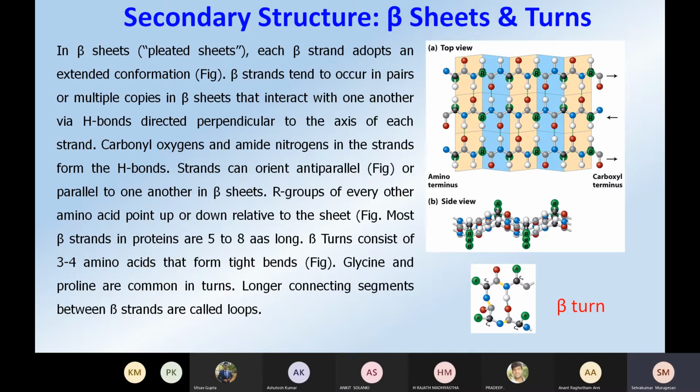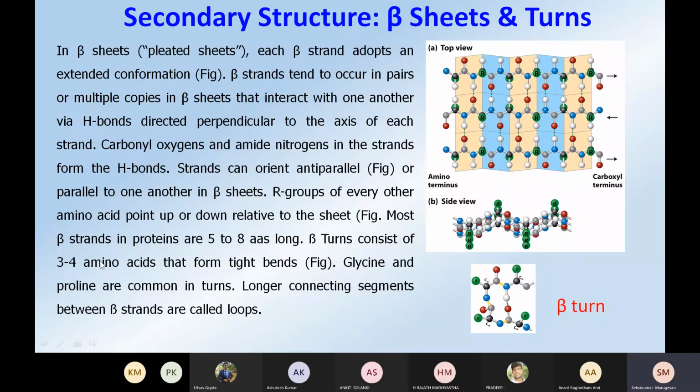Either the organic solvent or the water, etc. Usually the beta sheet formation interacts via hydrogen bonds directed perpendicular to the axis of each strand. If we see the top view, this is how they look. Ideally the chains look very symmetrical, and the strands can orient parallel, sometimes they can orient in the anti-parallel way as well. And the R groups of every other amino acid point up or down relative to the sheet.